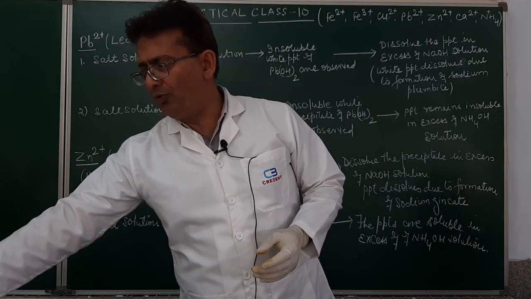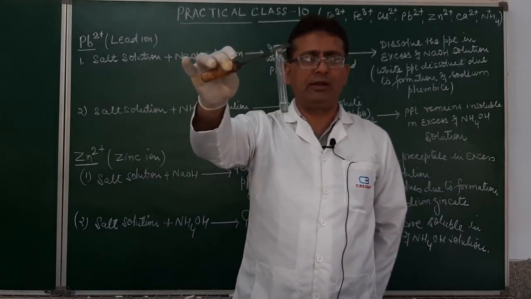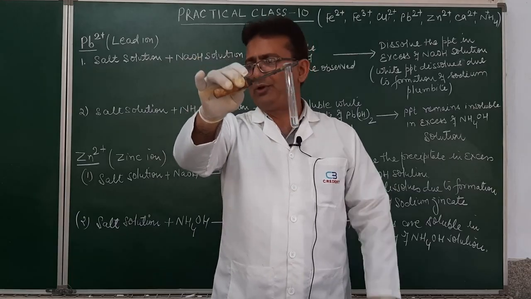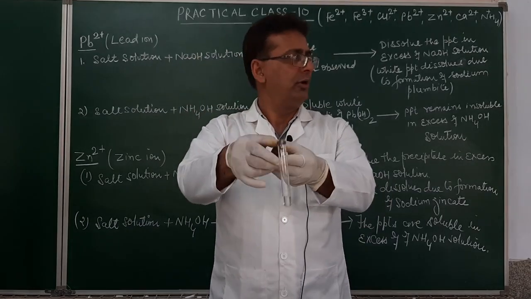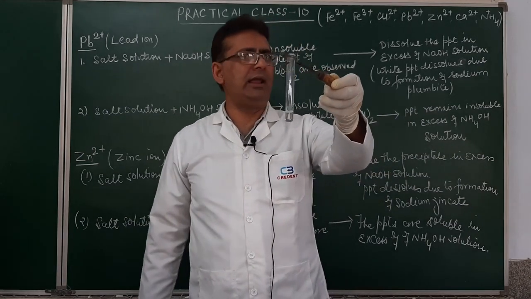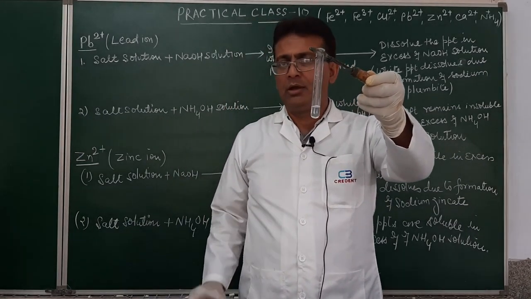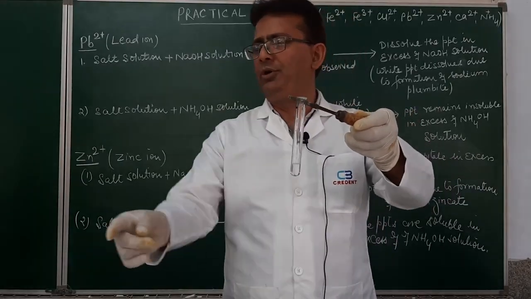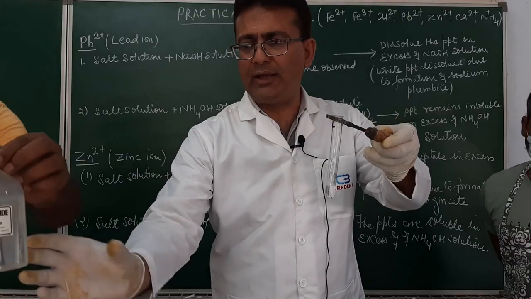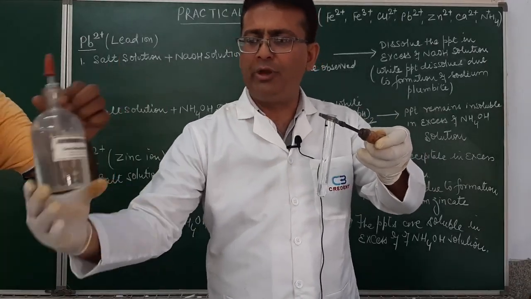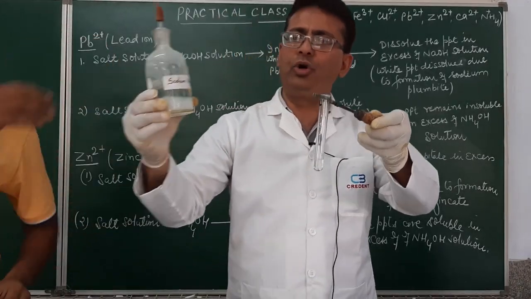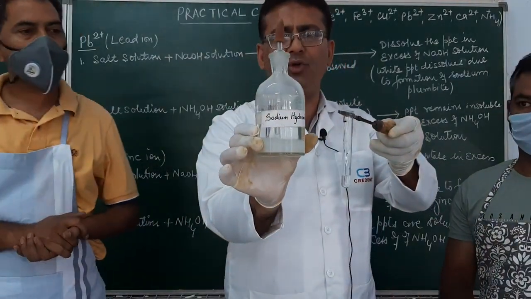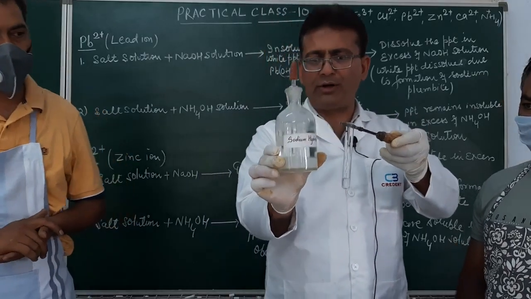So in one of the test tubes, we start over here with the identification of the lead ion first of all. In the test tube, we have taken the lead salt solution. How is it to be identified? By the use of sodium hydroxide and ammonium hydroxide. You can see over here, first of all, we will be using sodium hydroxide. You can see on the bottle, sodium hydroxide is written. It is a solution of sodium hydroxide.